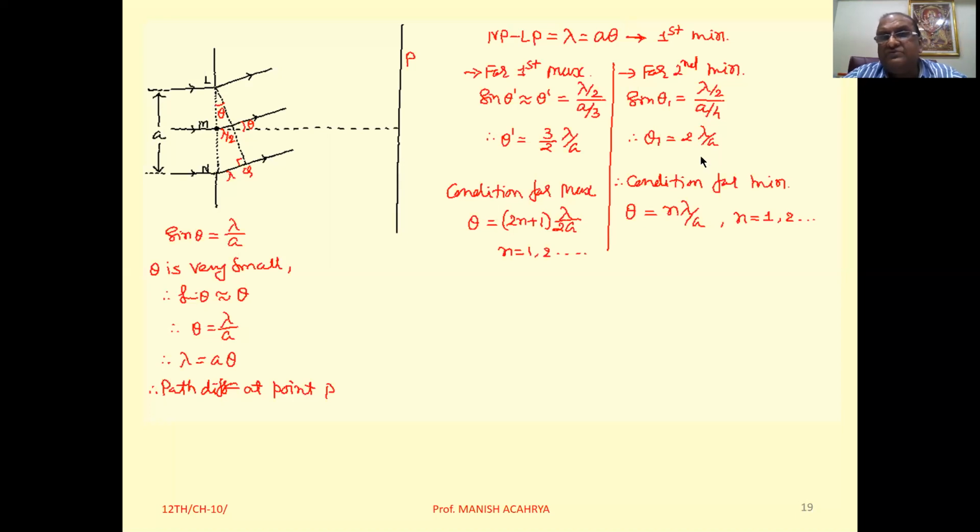Clear? Now see, for first minima, theta equal to lambda by A. For second minima, we have 2 lambda by A. Suppose we think about third minima. So in that case, we have to consider 6 parts of the slit.